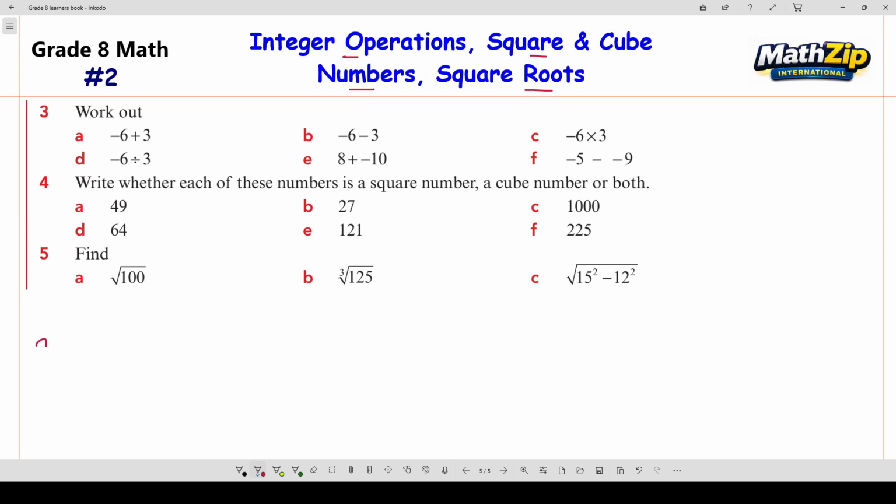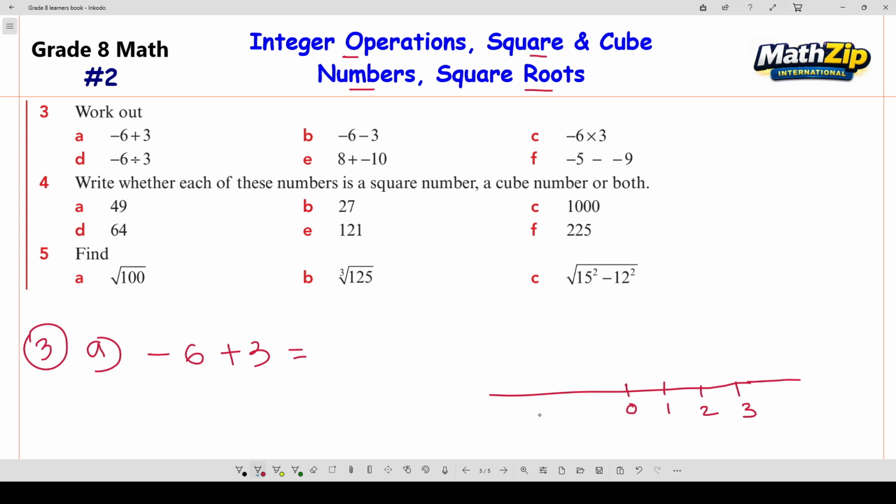Question 3, which is the first question of this video. Work out. Number A here is -6 plus 3. Before solving this one, we have to know about the number line. Like this is 0. Here on the right side 1, 2, 3, all positive integers, and the left side all negative integers, right? -1, -2, -3, -4, -5, and -6.